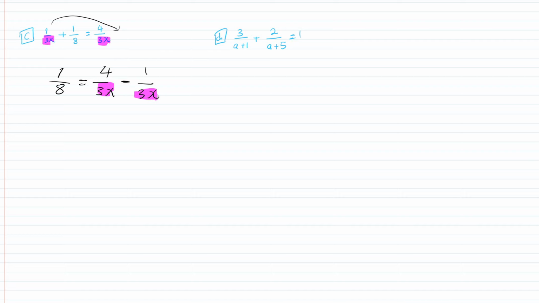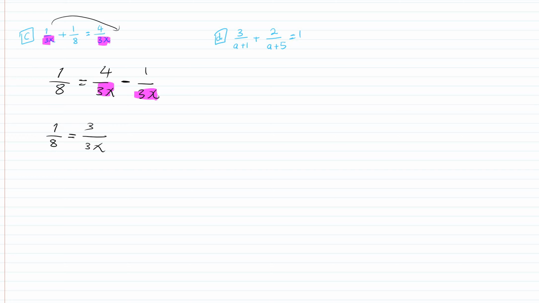Yes, both of them 3x. So that's why, since we have a common denominator, we can combine the numerators. So I'll rewrite 1 over 8 on this side equals 4 minus 1 equals 3 over 3x. Okay, right now I have a single fraction, students, on both sides. On this side I have a single fraction, and this side also I have a single fraction. So right now easily I can cross product.